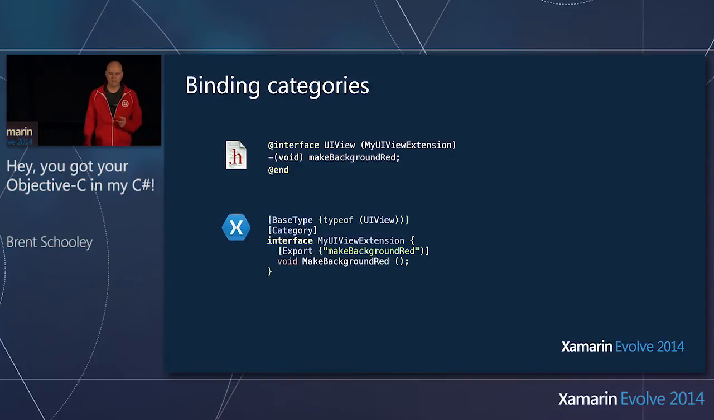If you're binding that over to C#, couple things. So the base type, like you would specify on any object, and then an attribute of category to distinguish that this is a category object, a category on UIView. And then it's straightforward from there. It's basically just binding the method the way we talked about in binding methods.